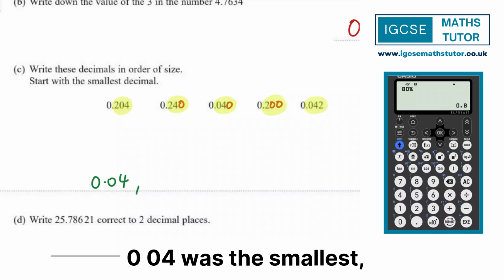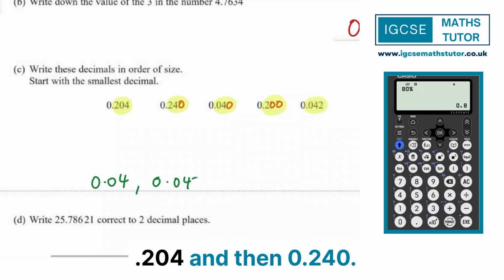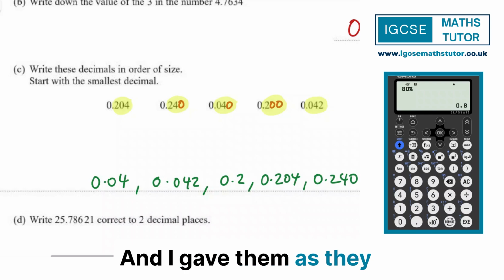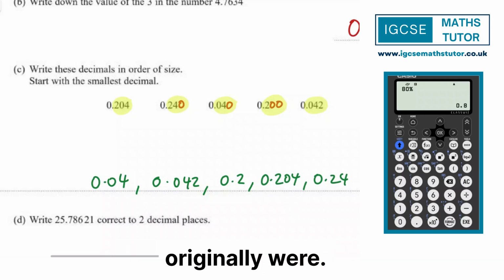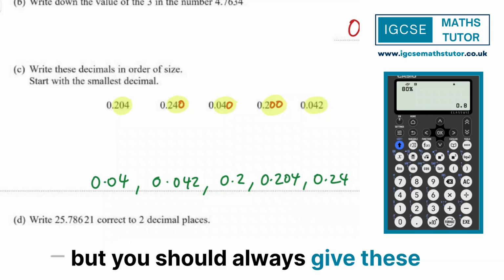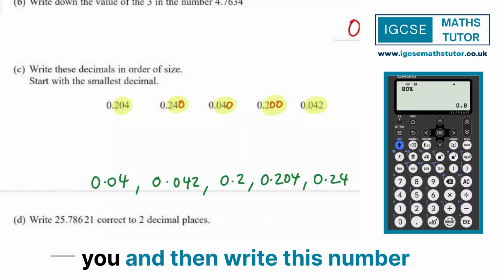0.04 was the smallest, then 0.042, 0.2, 0.204, and then 0.240. And I gave them as they originally were. It doesn't really matter, but you should always give these numbers as they were given to you.